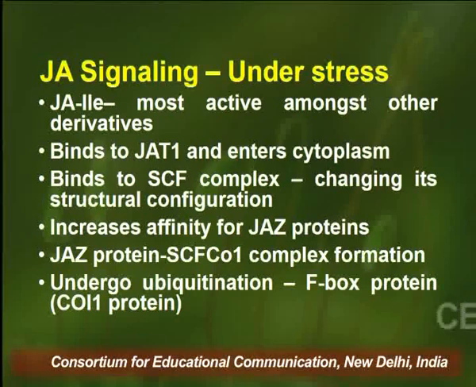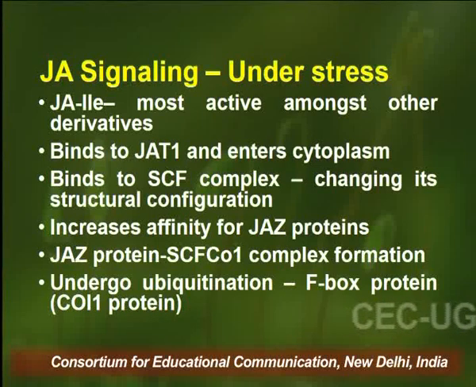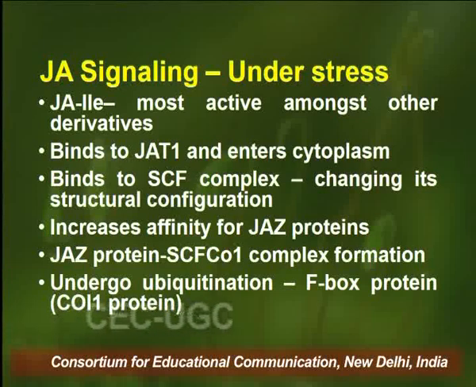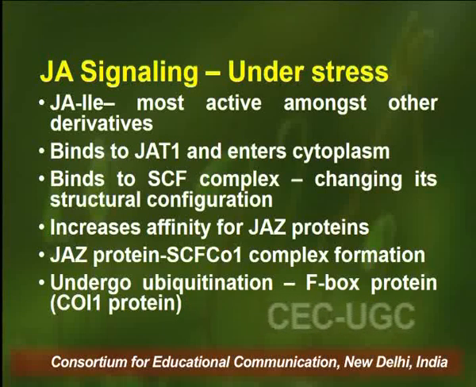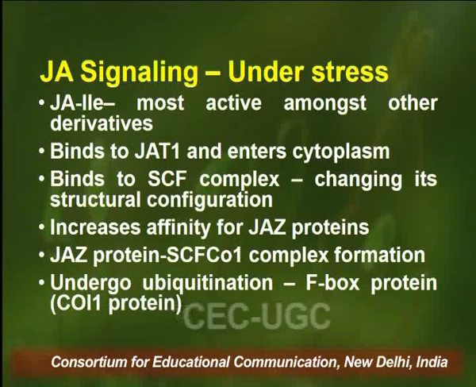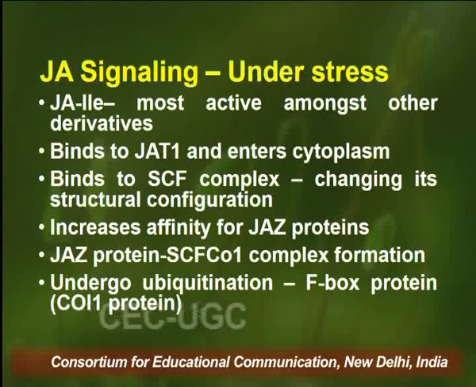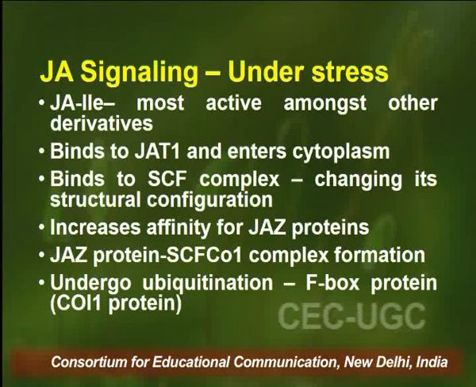Now the second condition is the stress condition. It has been observed that whenever the plant is exposed to stress, whether abiotic or biotic, the biosynthesis of jasmonic acid gets stimulated, and more jasmonic acid is produced by the plant. And as I told you, the jasmonic acid isoleucine derivative is the most active derivative. This derivative binds to JAT1 proteins, the jasmonic acid transporter proteins, and by binding these proteins they enter into the cytoplasm.